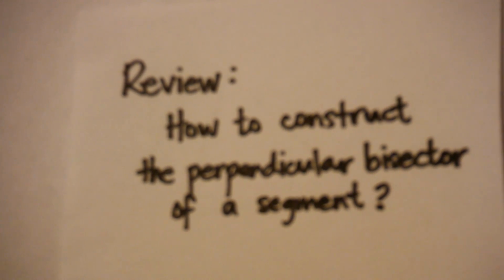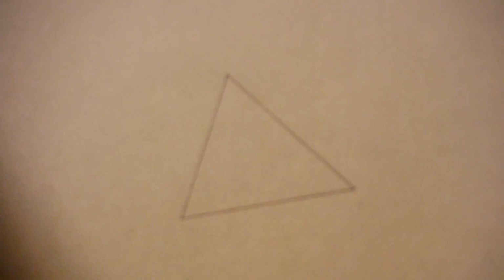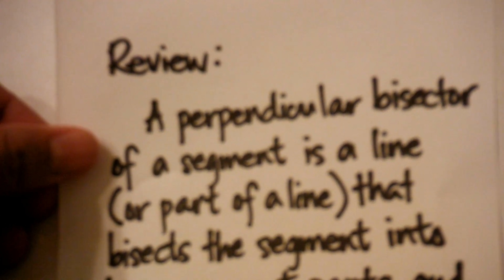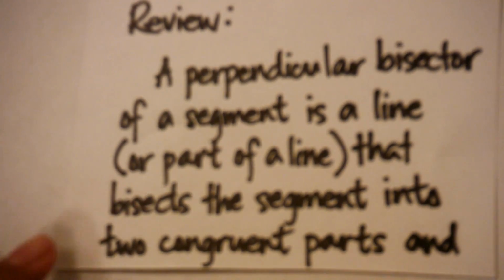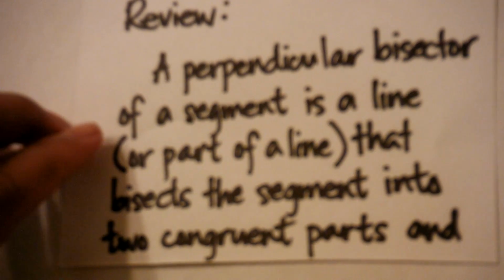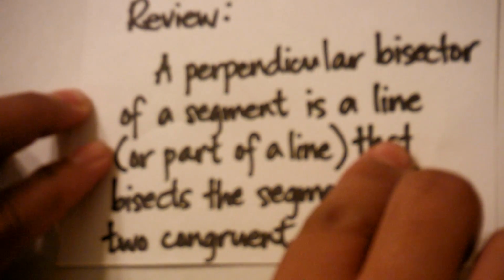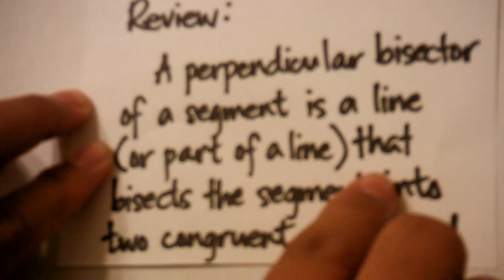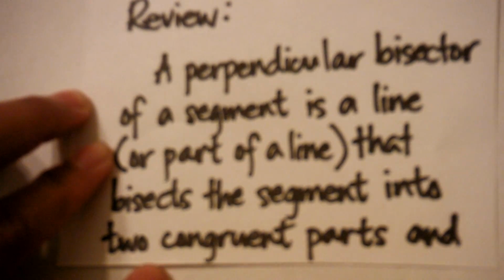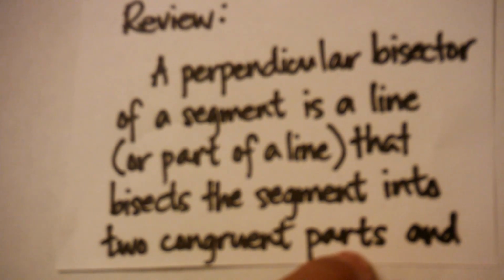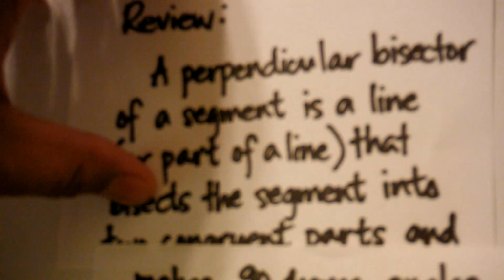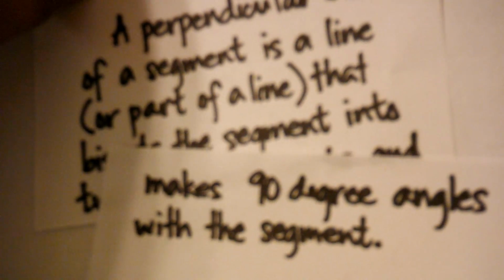Do you remember how to construct the perpendicular bisector of a segment? Let's review. A perpendicular bisector of a segment is a line or part of a line that bisects the segment into two congruent parts and makes 90-degree angles with the segment.